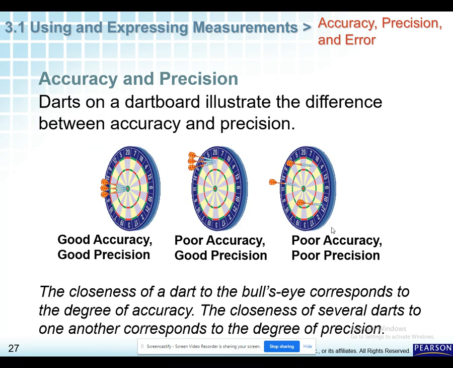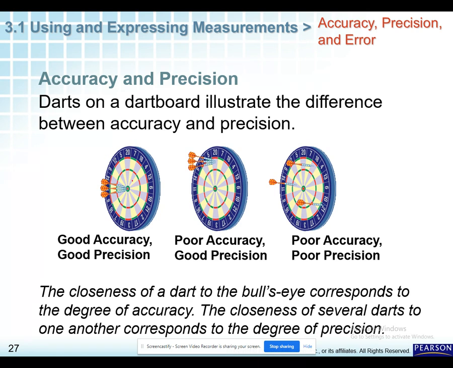So here's a good example that I like to use because it does help explain the difference between the two. Darts on a dartboard illustrate the difference between accuracy and precision. When you play darts, if you've never played it, the whole goal is to get it dead center on that bullseye. It gives you the most amount of points. So the closeness of the darts to the bullseye corresponds with the degree of accuracy. If you hit that middle, you're accurate. The closeness of several darts to one another tells me precision.